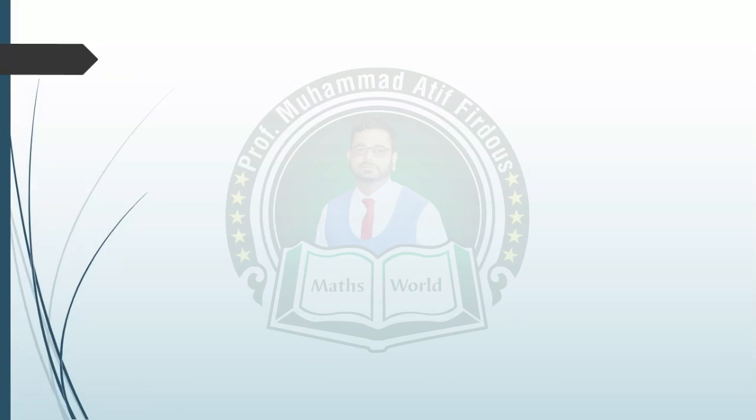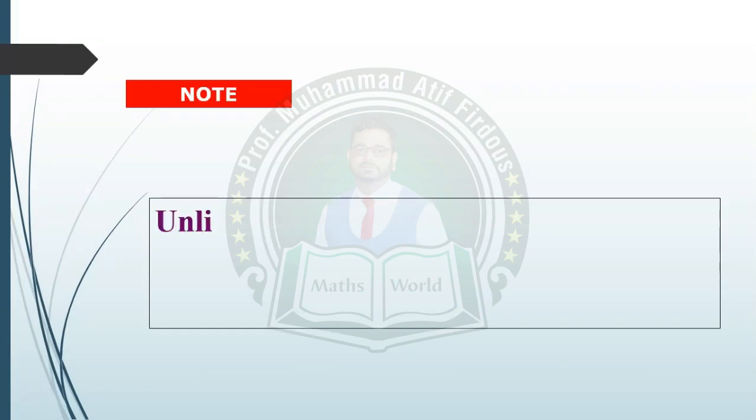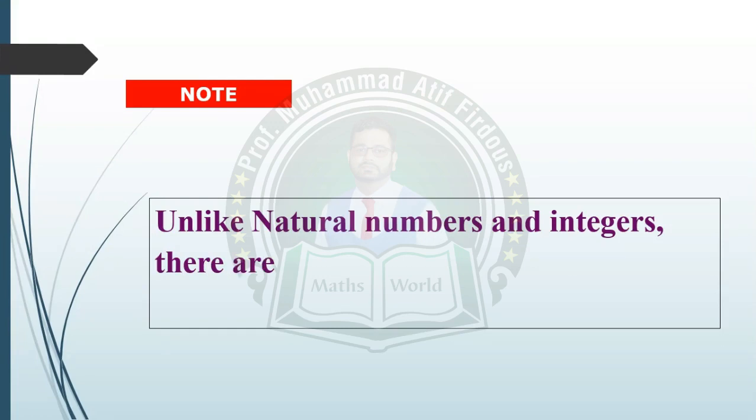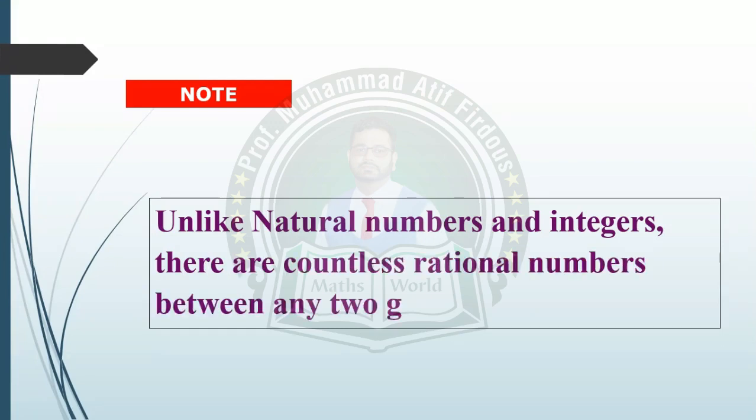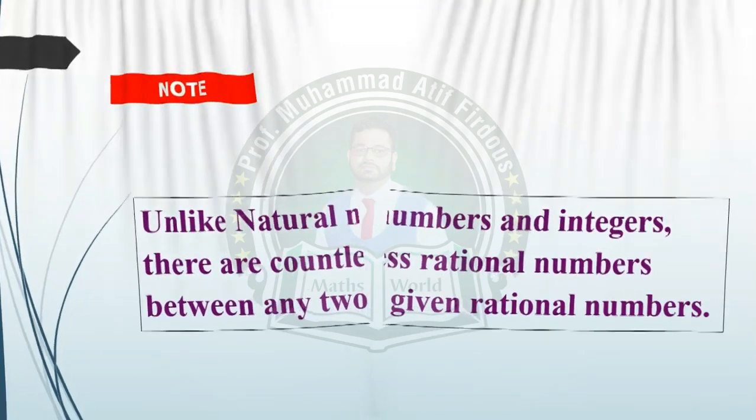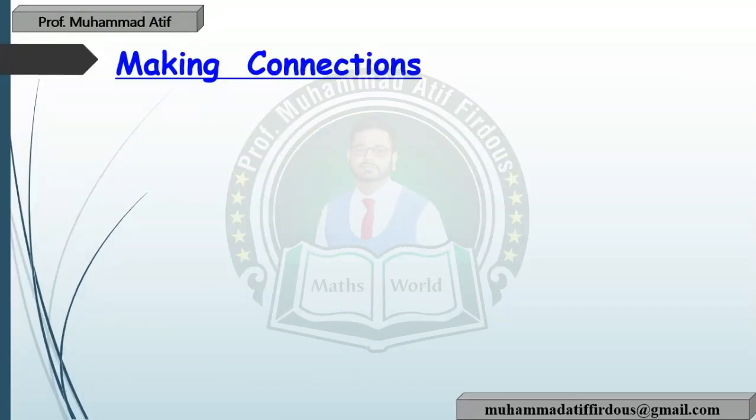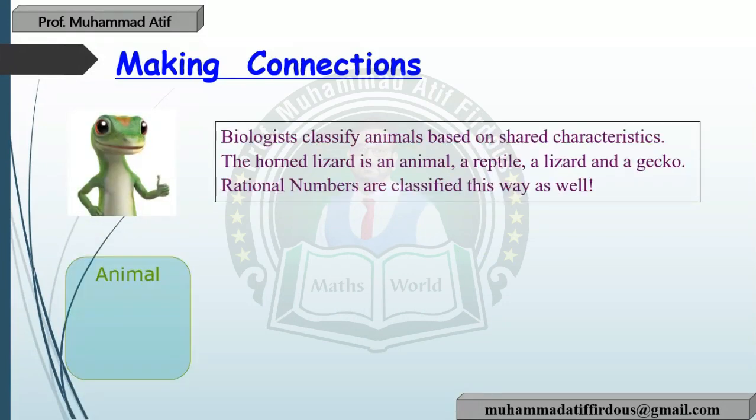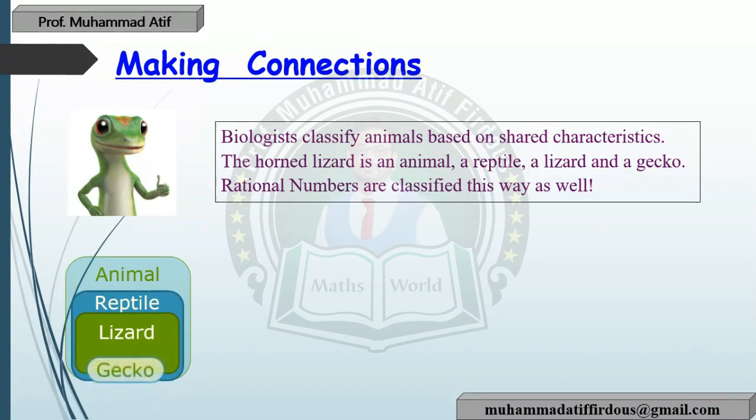Okay. Now, an important note. Unlike natural numbers and integers, there are countless rational numbers between any two given rational numbers. Now, I am going to make a connection with the horned lizard as an animal. It's a reptile, a lizard, and a gecko. Rational numbers are classified this way as well.